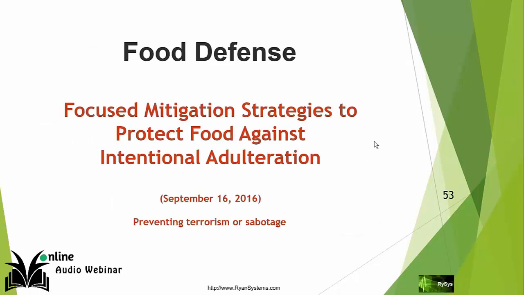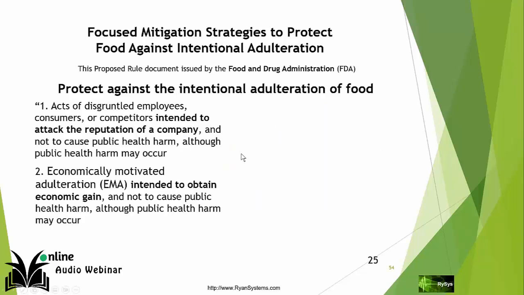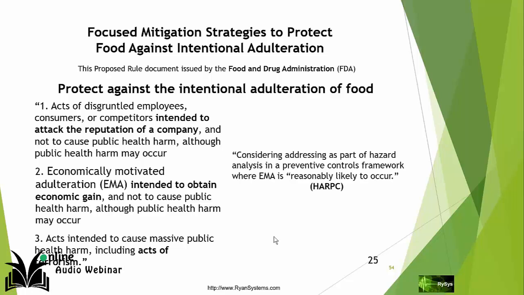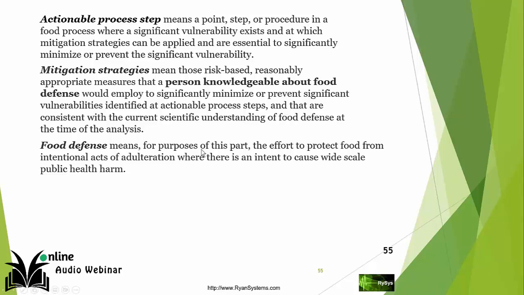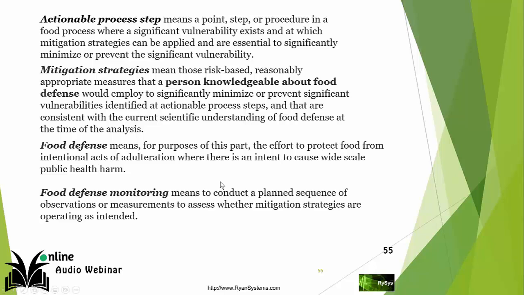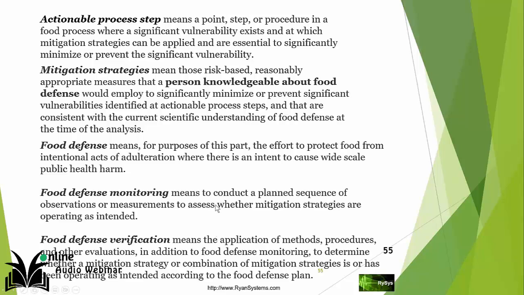Food defense means protecting food against intentional adulteration. Someone could want to make money off it or cause you financial damage, that's economically motivated, and it might just be basic terrorism. You have to protect your operation from this potential intentional adulteration. So, an actionable process step, and then this becomes your overall food defense plan. And you have to monitor your plan and verify that your plan is in place.